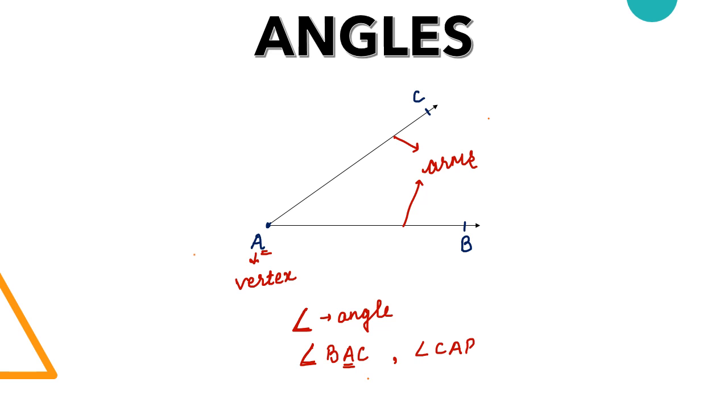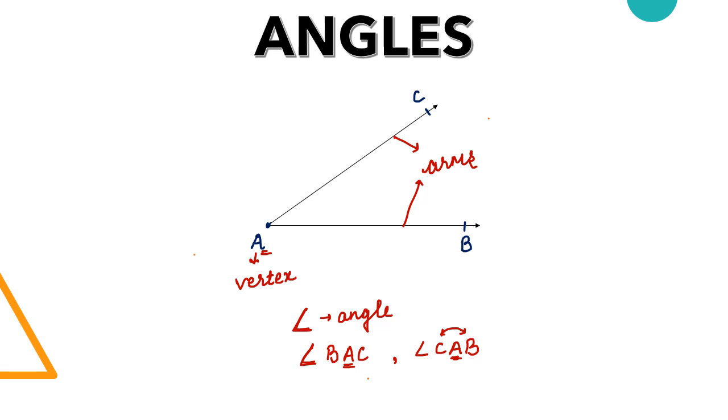You can see that we can interchange the position of B and C, but as A is the vertex, we will keep A in between. So this way we write or represent an angle.